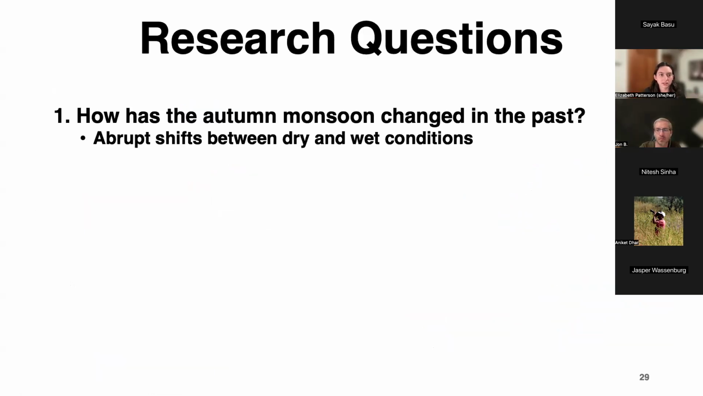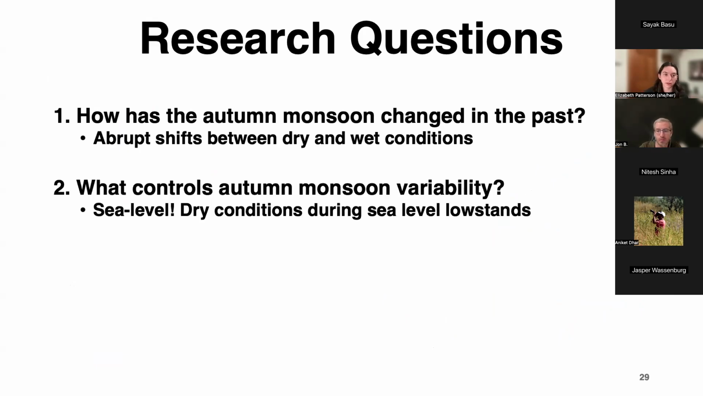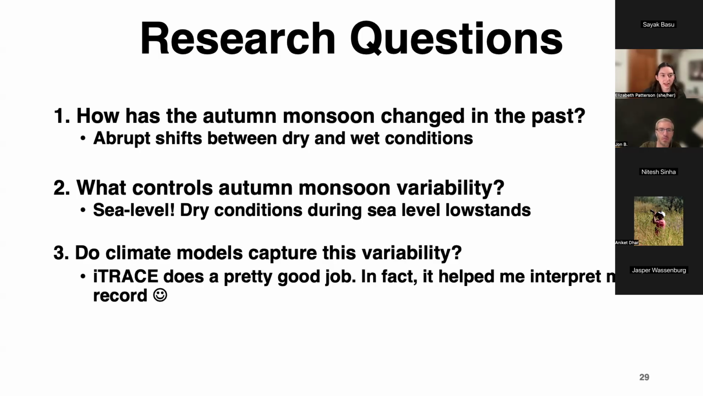So to summarize part one and to go back to my research questions, we found that there were really abrupt dry to wet conditions and big changes in rainfall in the past. We found that sea level was the primary driver of these big shifts, with dry conditions happening during sea level low stands. And then finally, iTrace did a pretty good job.